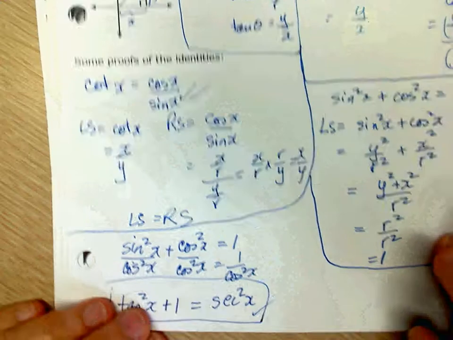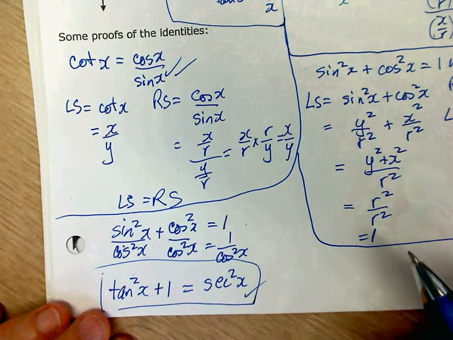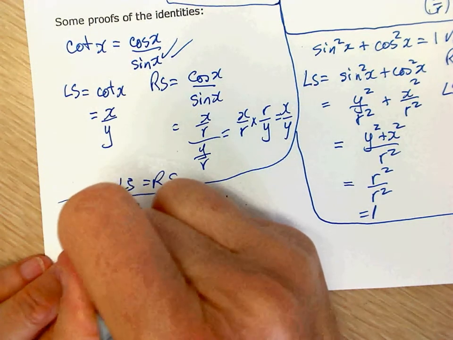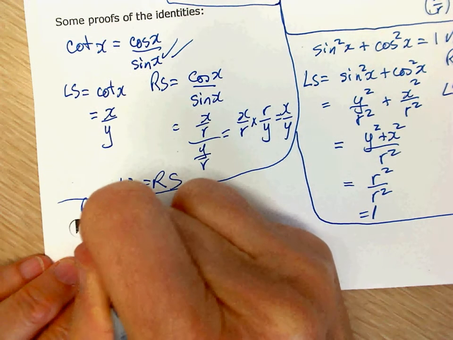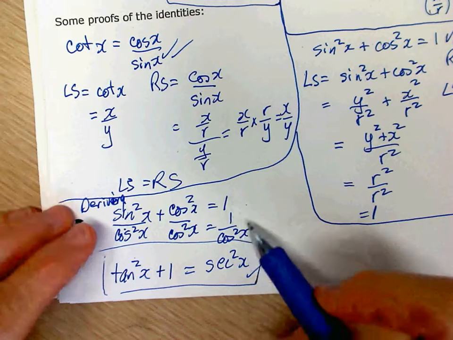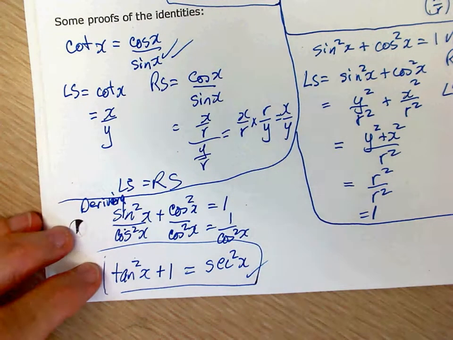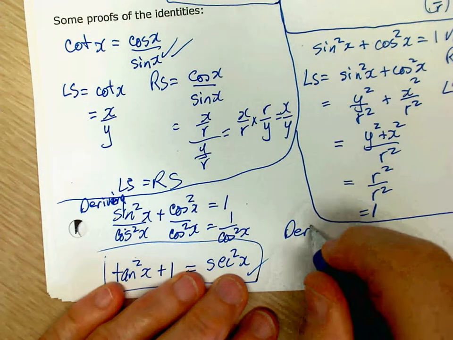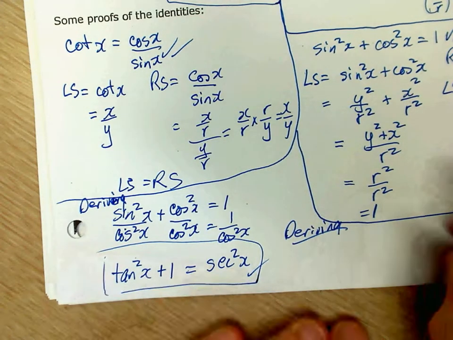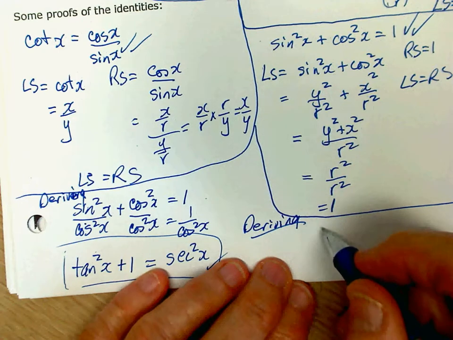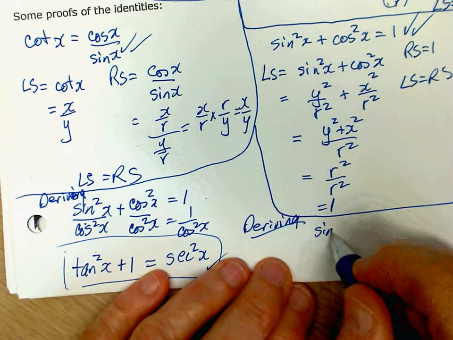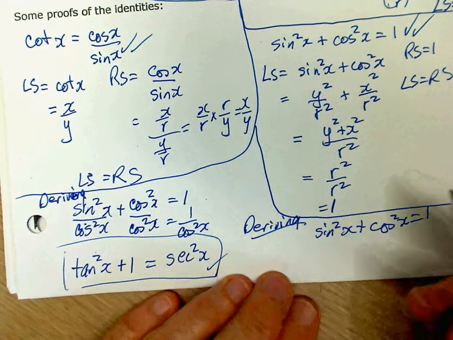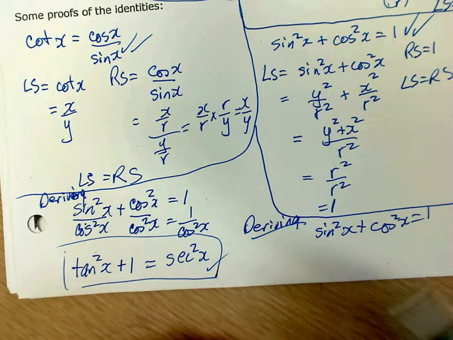Now we could do the same thing, but instead divide by sine squared x. So I'm deriving, I'm not really proving. When I'm deriving, I'm not separating the left side from the right side. I'm going to derive the other one. It's not really a proof, but it's good enough for us. So sine squared x plus cosine squared x equals 1. Now instead of dividing by cosine squared x, I'm going to divide by sine squared x.